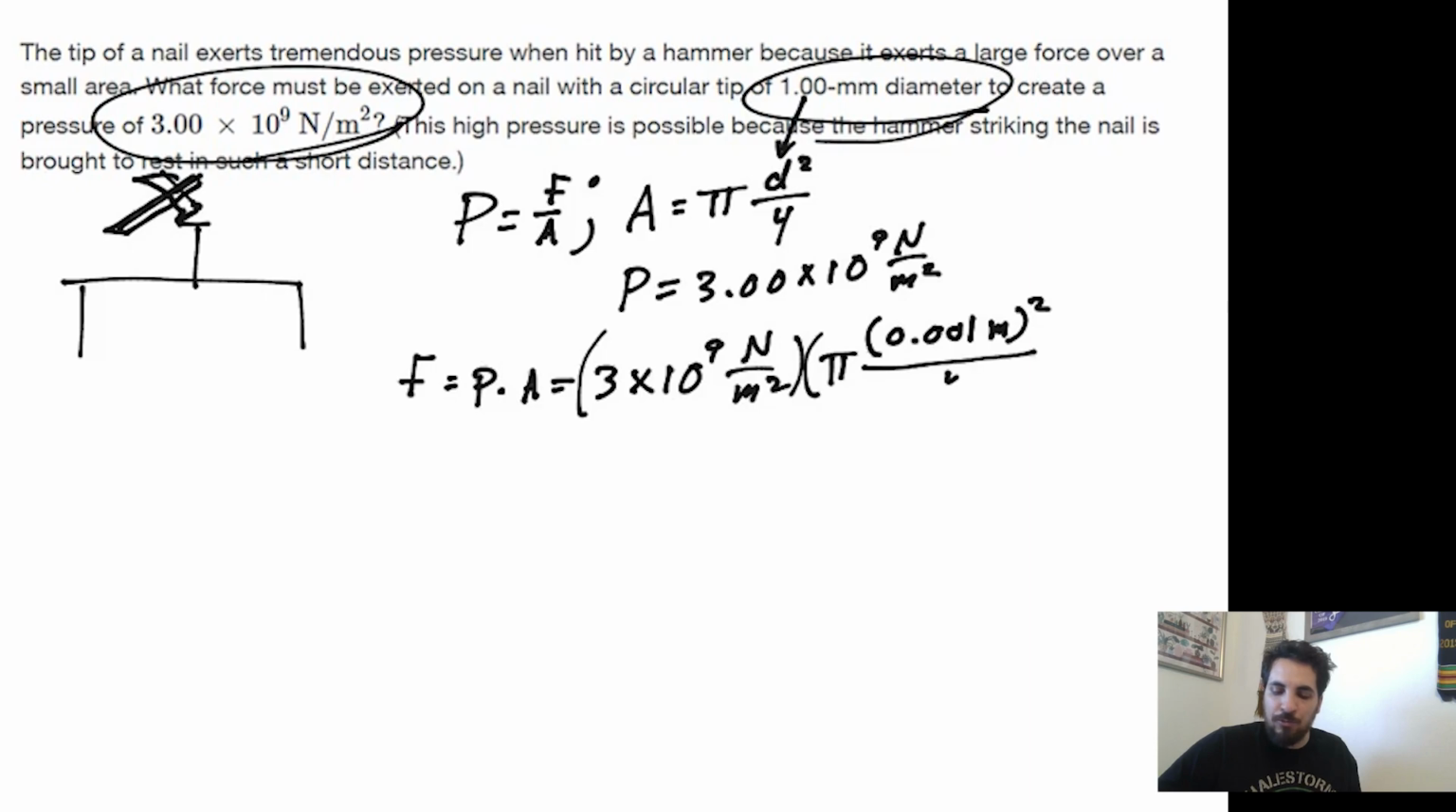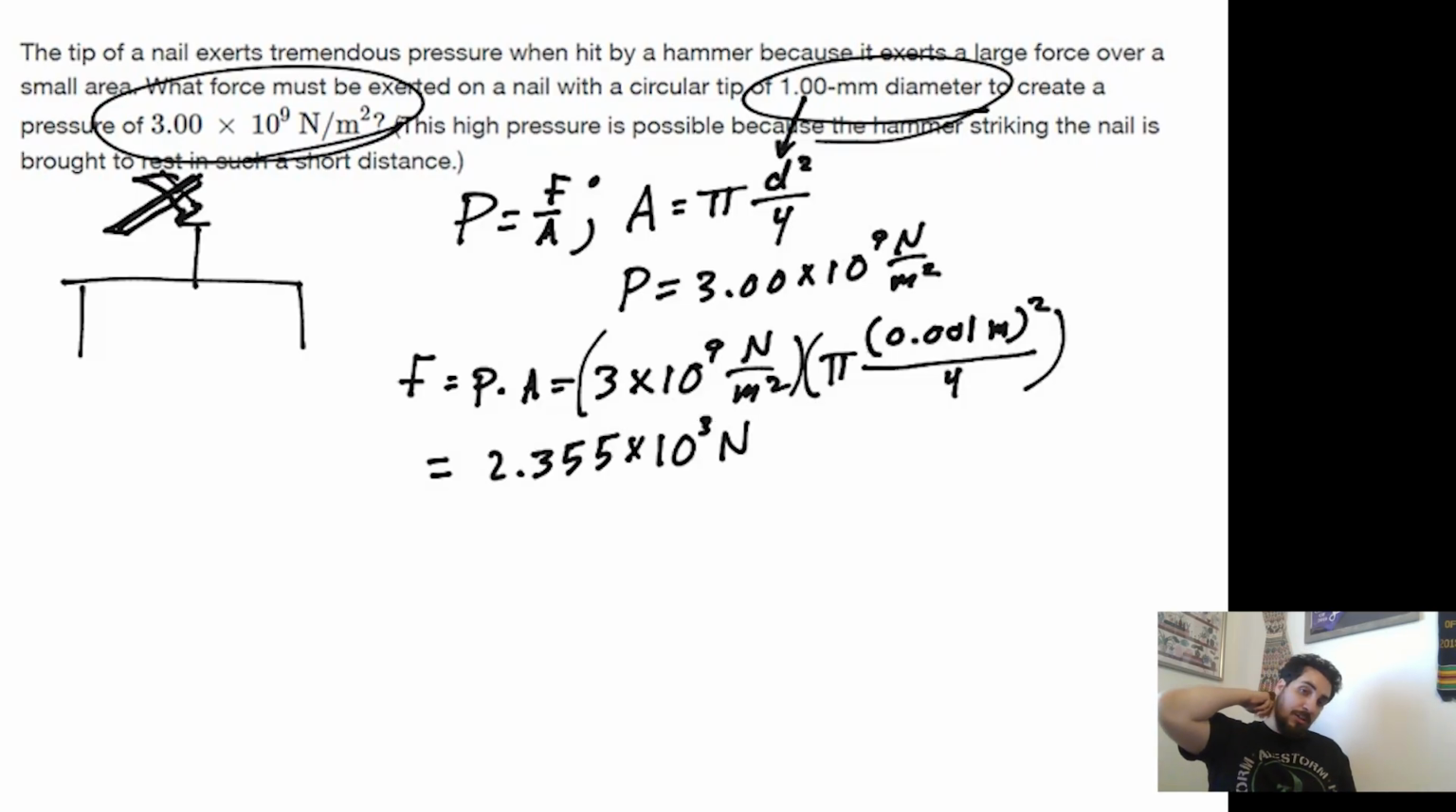So our diameter squared over 4. Well, you take this, you plug it into your calculator, and what you would find is that the force is equal to 2.355 times 10 to the 3 newtons. A large amount of force. And a large amount of force, again, should be expected.